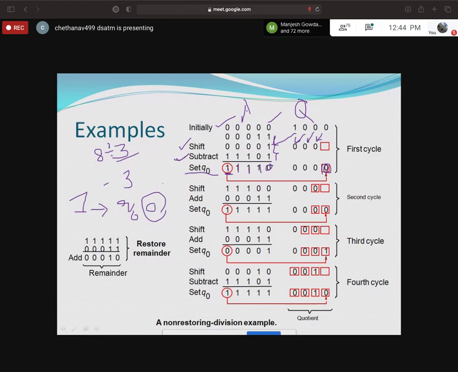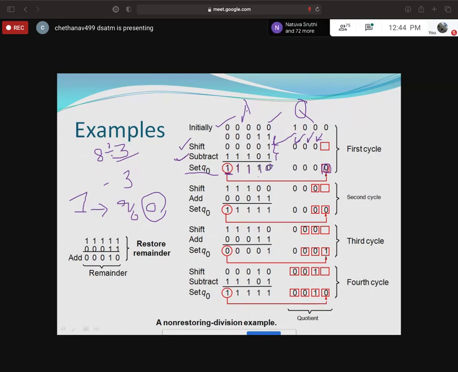Now don't restore. Understood this step? Don't restore. Previously, as soon as you saw this number 1, you set the Q naught value as 0 and restored your divisor. Please don't restore. Go to the next step. Are you clear? Everybody understood? Go to the next step.